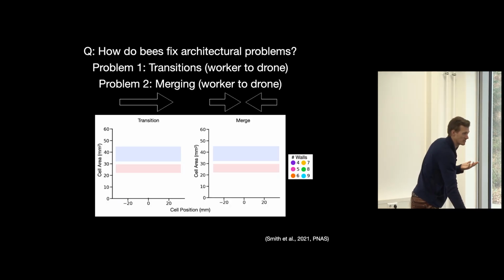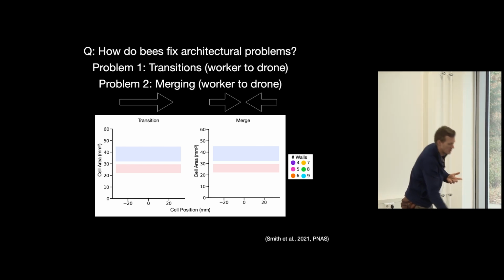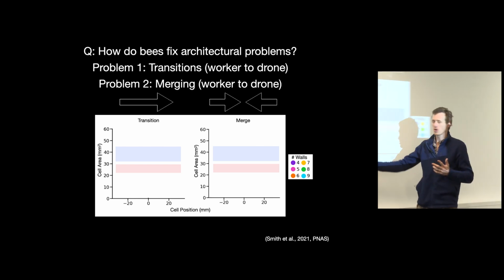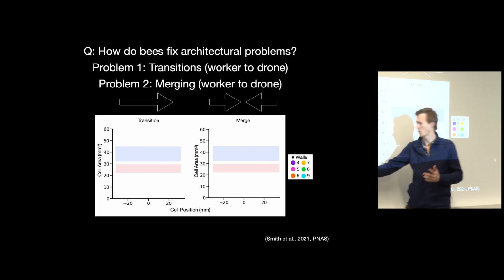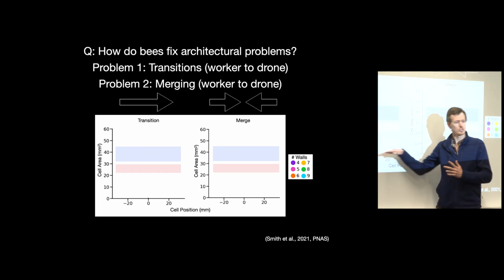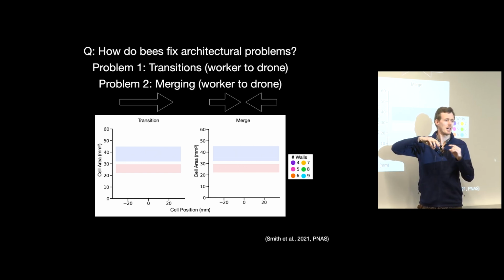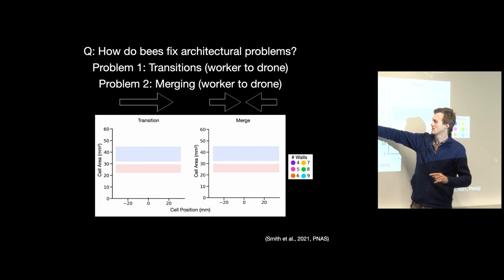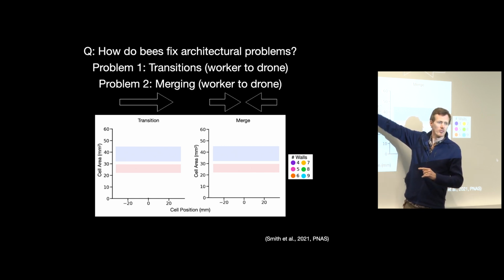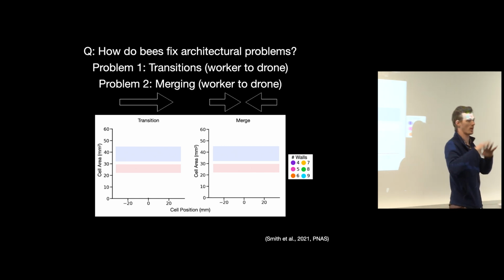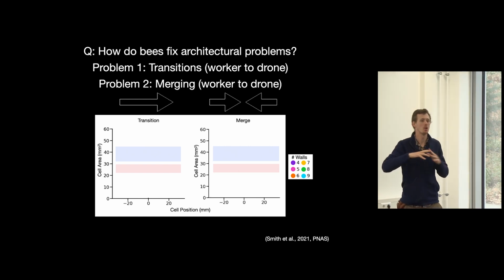So let's just measure the cells and see what the bees did. In these plots, they're all going to be oriented based on the cell position of when you swap from worker to drone. And these shaded areas are going to give you the 95% confidence intervals for what is considered a worker cell versus a drone cell, given no problems for the bees.